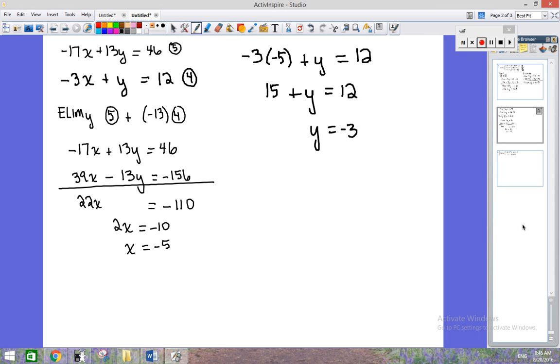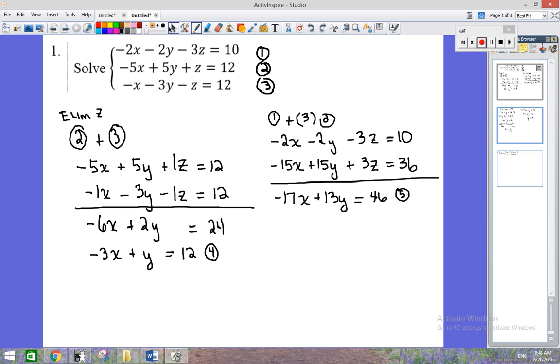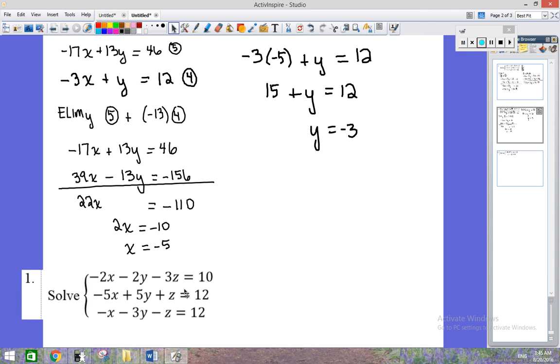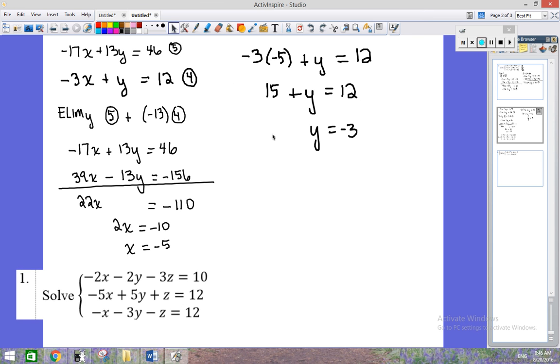Now, remember, we can't stop after we just found x. We need to find x, y, and z, an ordered triple. And these equations did not have the variable z, so we have to come back to our original. Let's copy it and move it over here. Kind of place it down here where I can see it. And we're solving for z. So I'm just going to go ahead and pick equation 3 here.